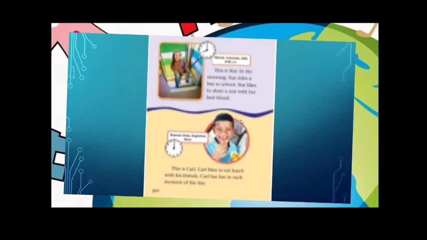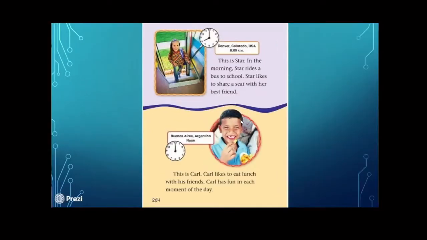So let's find out more about these kids. For example, from Denver, Colorado, this is Star in the morning. Star rides a bus to school. Star likes to share a seat with her best friend. This is Carl. Carl likes to eat lunch with his friends. Carl has fun in each moment of the day. As you can see, he is from Buenos Aires, Argentina.